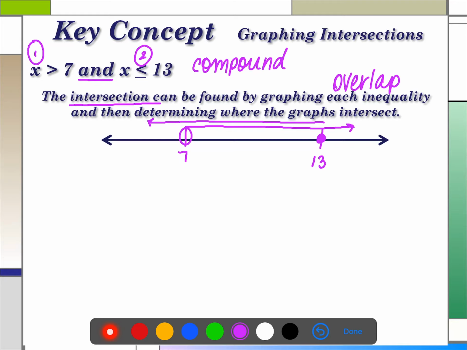So for an intersection, you want to take and shade where your two arrows overlap. So where does this problem happen to overlap? My two arrows overlap right here in the middle. So that is where I'm going to shade.